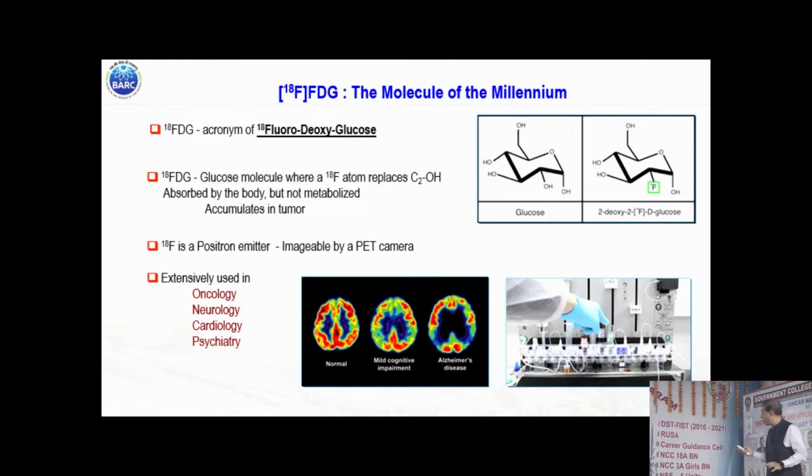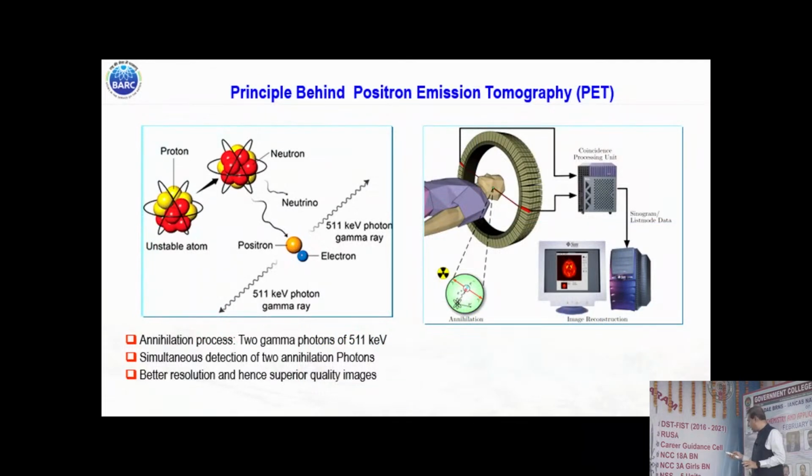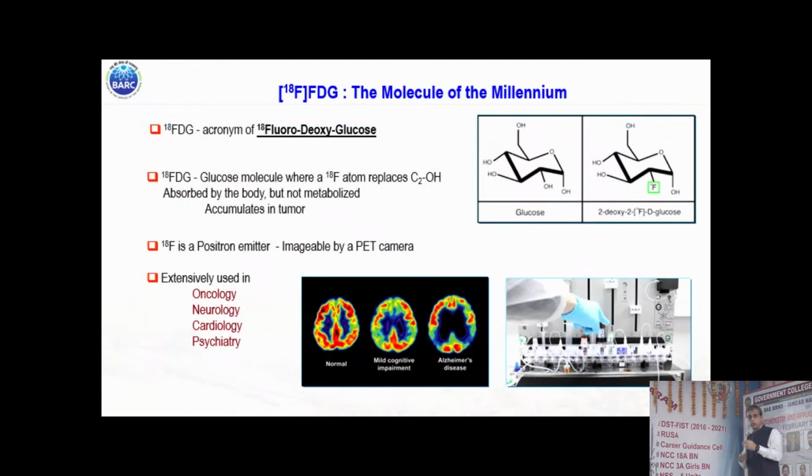So, what happens when you inject it in the bloodstream? Normal glucose undergoes glycolysis and Krebs cycle through metabolism to produce energy, and here it goes to the cell, but metabolism cannot proceed further, because here it is not glucose, but there is something different. So, it enters all the cells, but it cannot go further in metabolism, so it gets trapped. Now, the question is, it will go to all the cells, because all the cells need glucose.